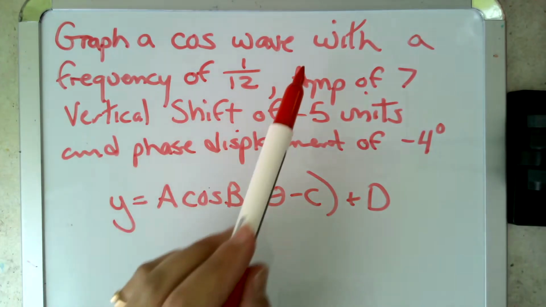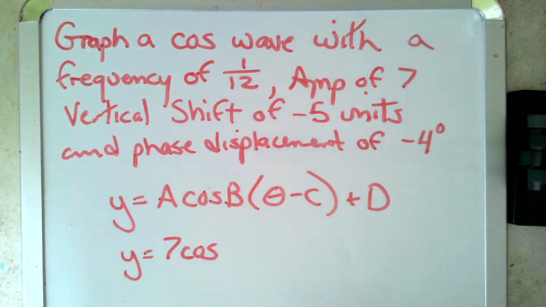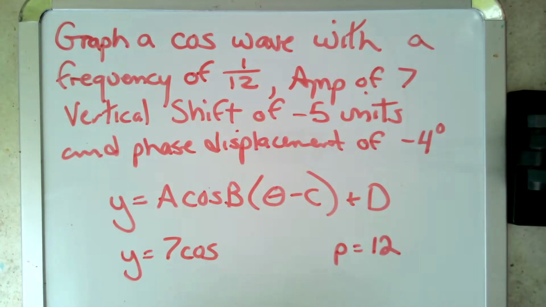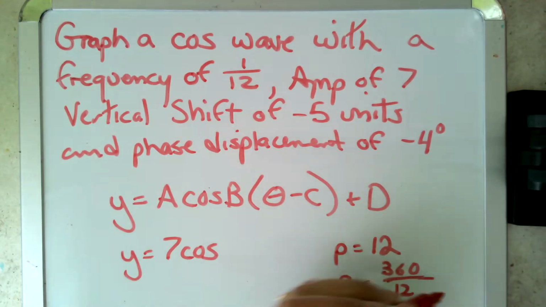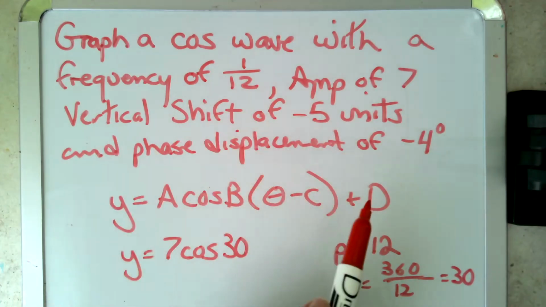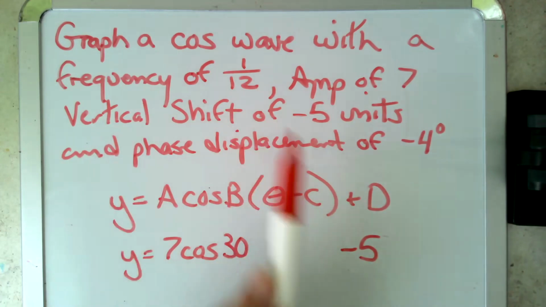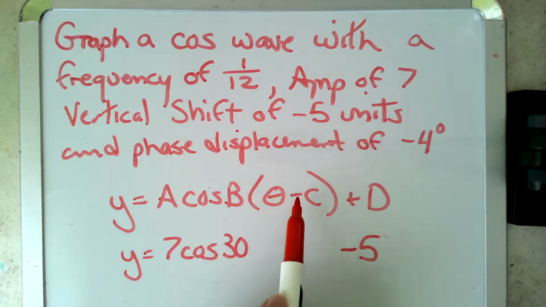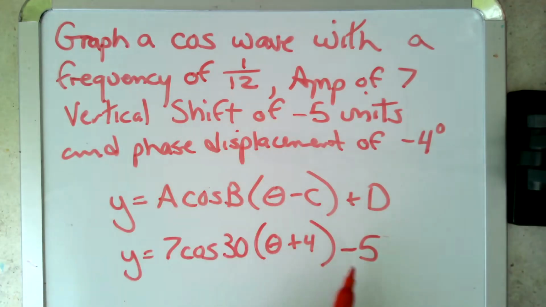So A, amplitude, amplitude of 7. Frequency of 1/12. Well, we said frequency and period are inverses of each other. So that means period equals 12. And we also know that B equals 360 over the period. So B is 360 over 12, or 30. So that goes there. A vertical shift of -5 units. Vertical shift, that's out here. And vertical shifts go exactly as we imagine them. Phase shift of -4, theta minus -4, theta plus 4. And so this is our equation.